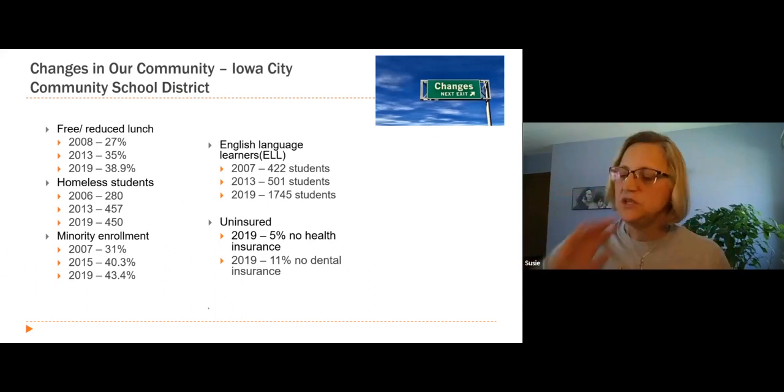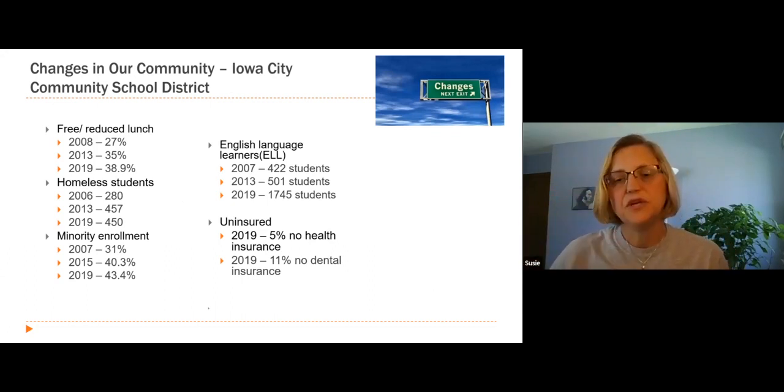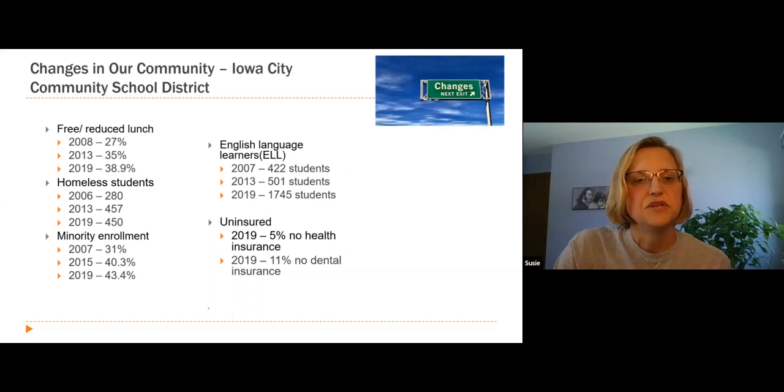As Rotarians, you are very familiar with the changes in our community over the past 12 years. You can see the numbers there. The needs of our families continue to change.